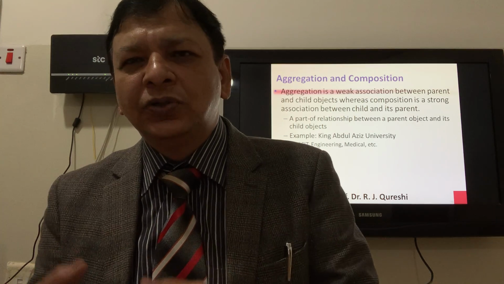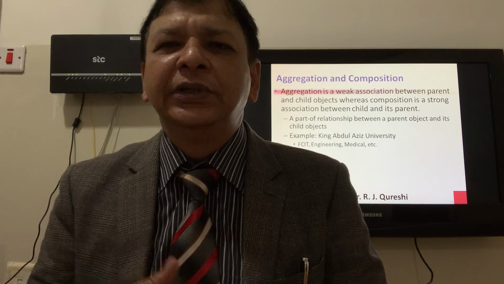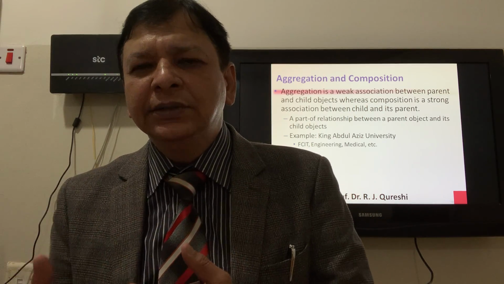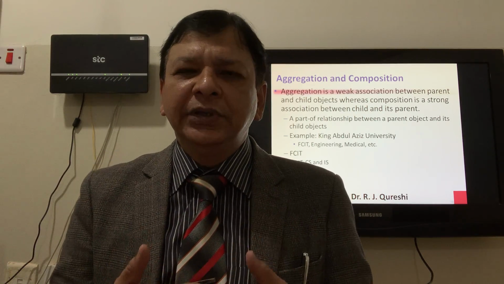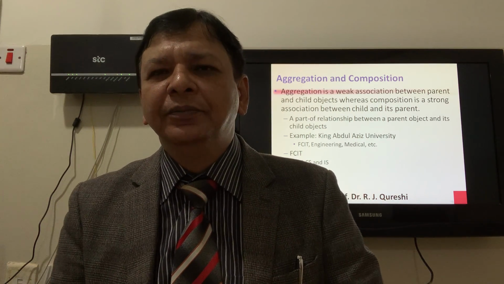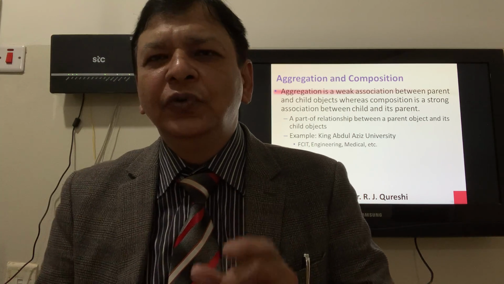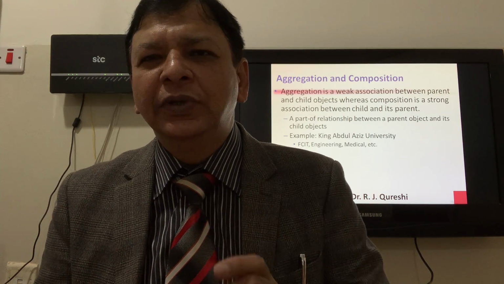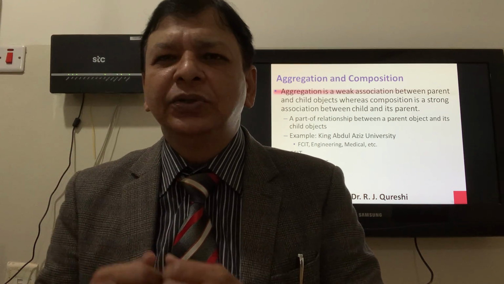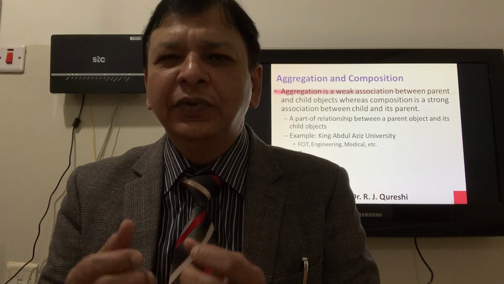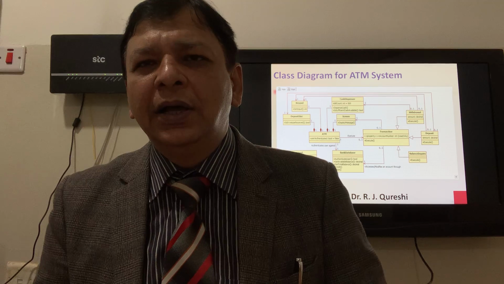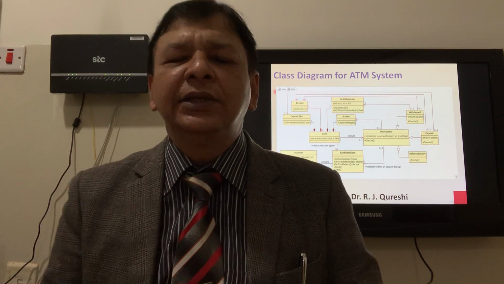So that's the strong association, we call it composition. And we call composition a "has a" relation. So inheritance is an "is a" relation and composition is a "has a" relation, so we need to distinguish between them. The aggregation we show, which is a weak association, with an empty diamond, whereas the composition, which is a strong association, we show with a filled diamond. So these are some concepts about aggregation, composition, and generalization.